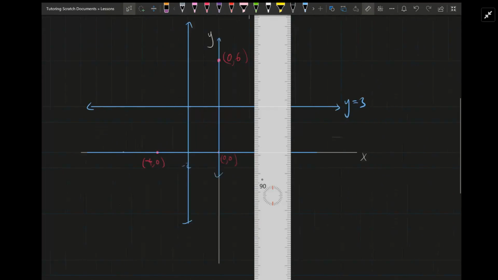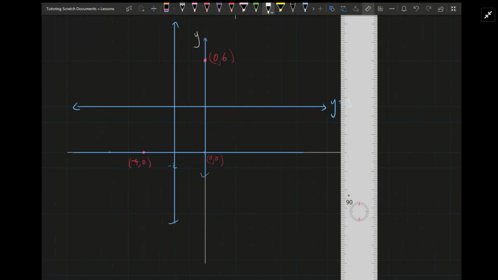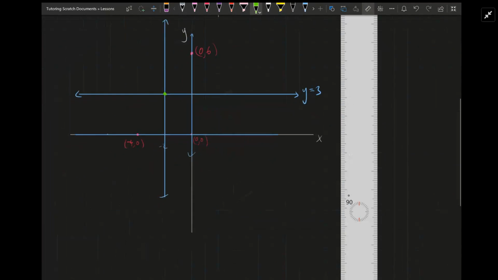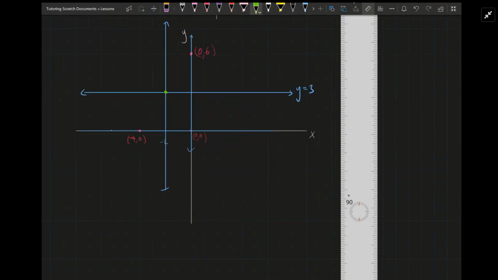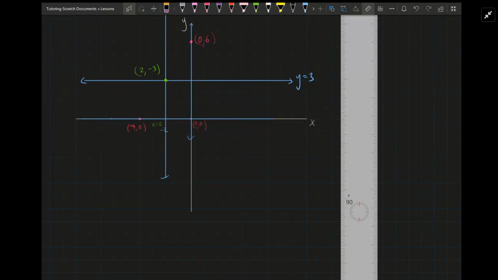So now we know that the center has to lie along this line right here, y equals 3, and that it also has to lie along this line here at x equals -2. And the only point that satisfies both of those criteria is right here. So we know that that is the center of the circle. This is x equals -2, and this is y equals 3, so this is the point (-2, 3). So that's great. We know the center.